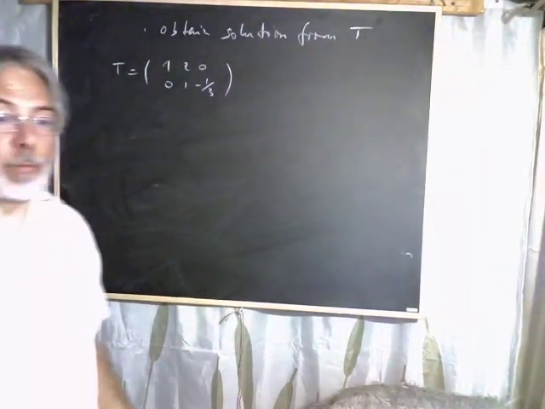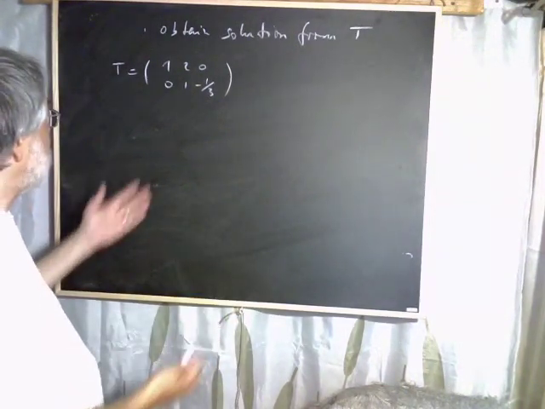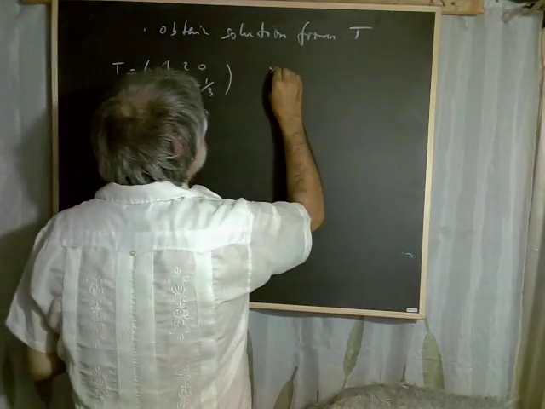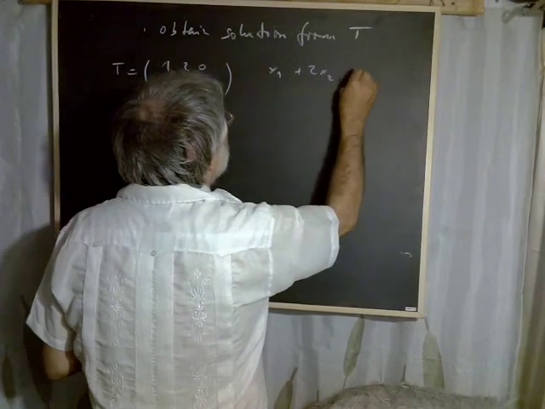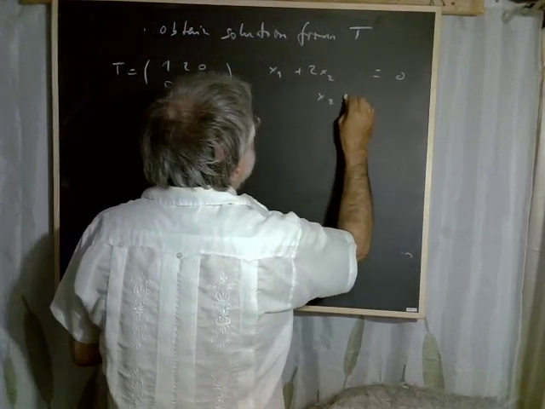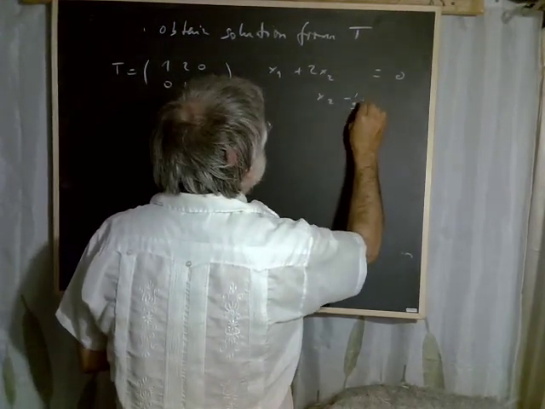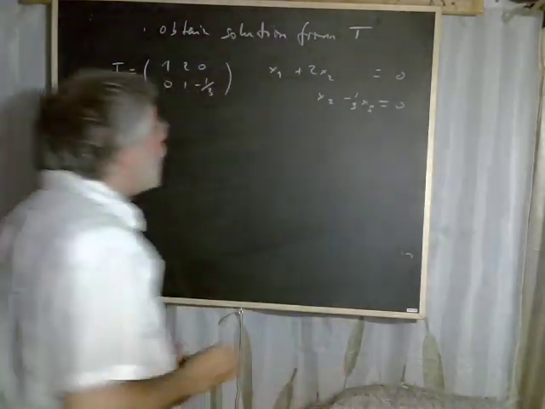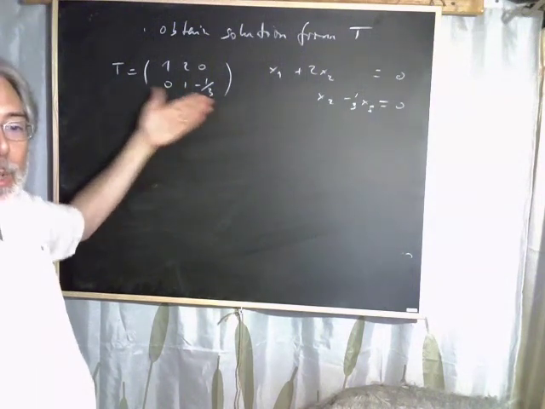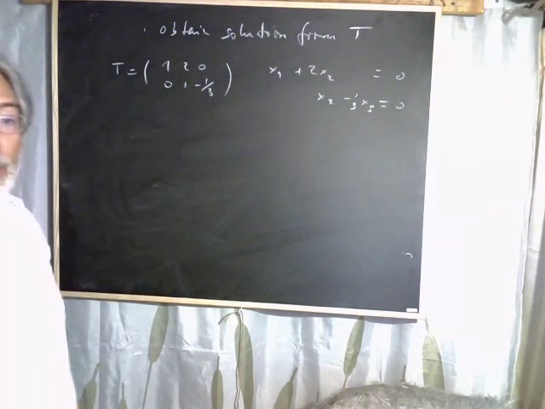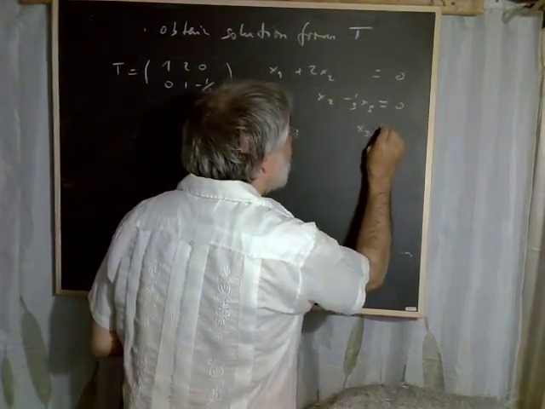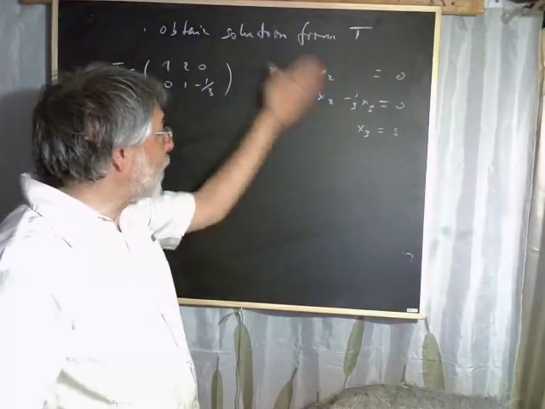How do you get the solution? Well, how would you naively do it? We'll just write it out as equations, then we can see what's happening. So the equations: x1 plus 2x2 equals 0, and the other one is x2 minus a third times x3 equals 0. It's not square, right? There are some equations missing which are not encoded in this staircase normal form, but you have a free parameter for x3. We'll call this s.